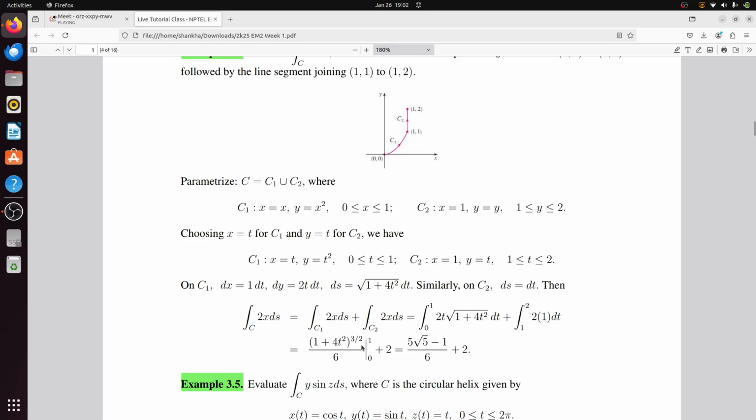Sir, for the second part, the limit of t should be 0 to 1, no? The second integral. But there is no problem, because you are integrating over dt. So 2 minus 1 will also give you 1, and 1 minus 0 will also give you 1.